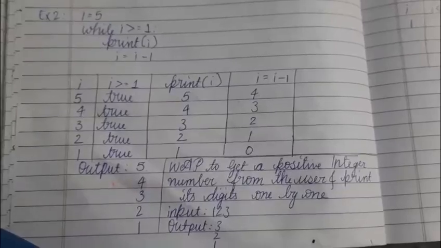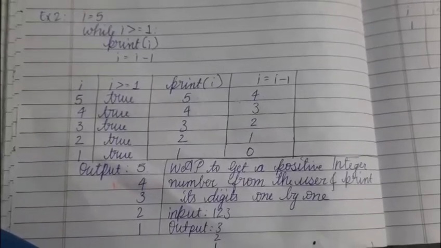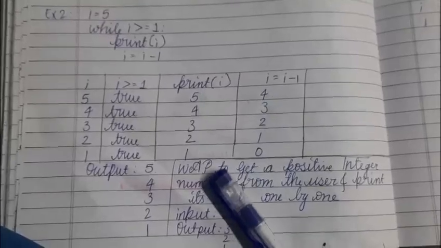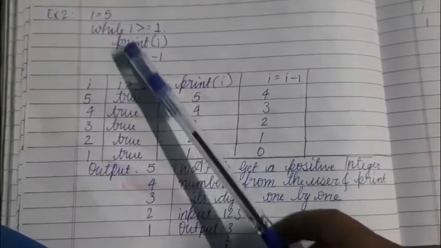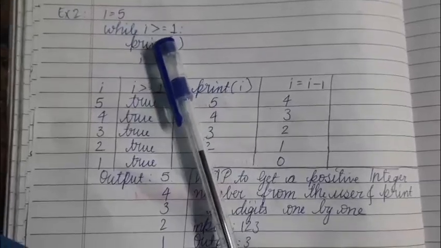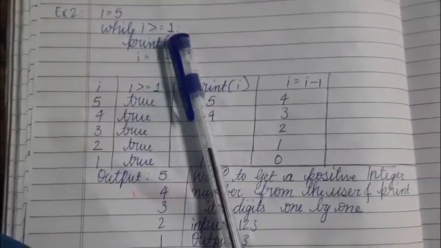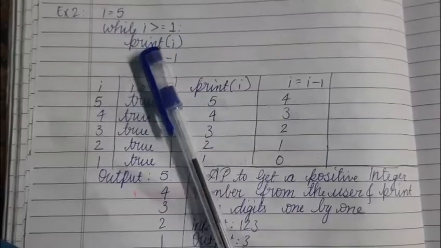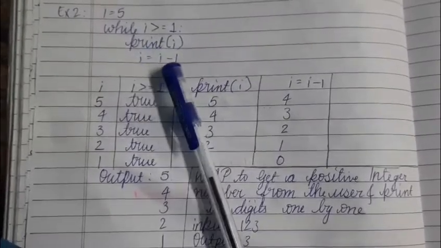Now let us see another program to print numbers from 5 to 1 using a while loop. So first we have I equal to 5. Then we have the while loop. The condition is I greater than or equal to 1, and the statements inside are printing I and decrementing I.